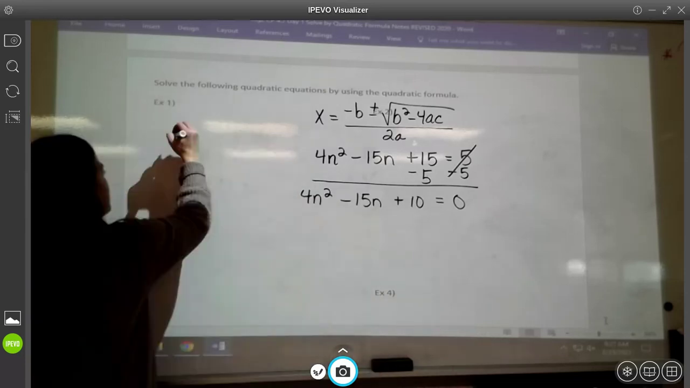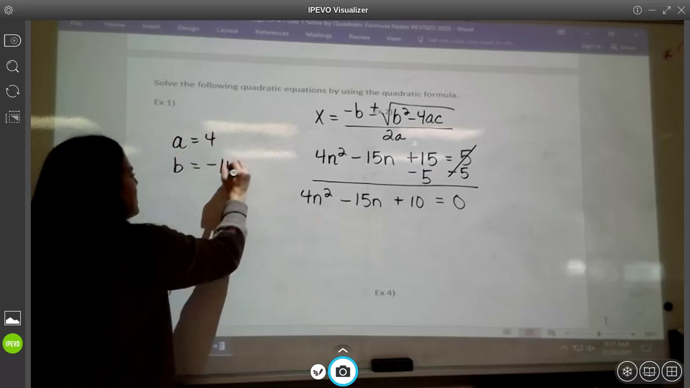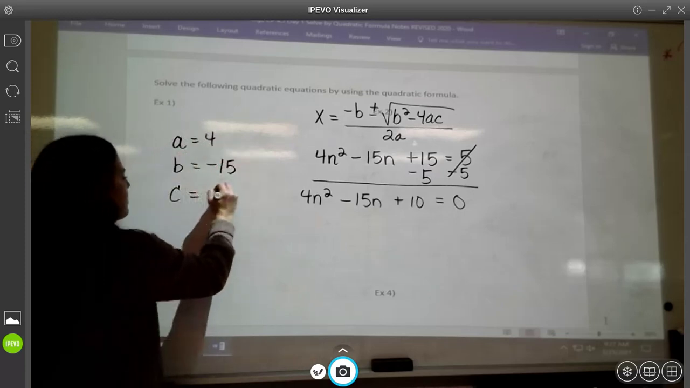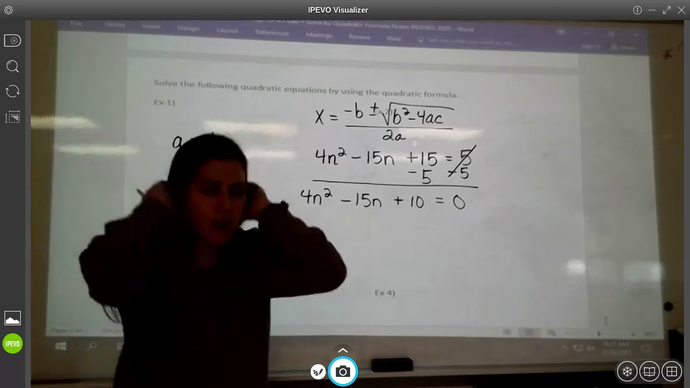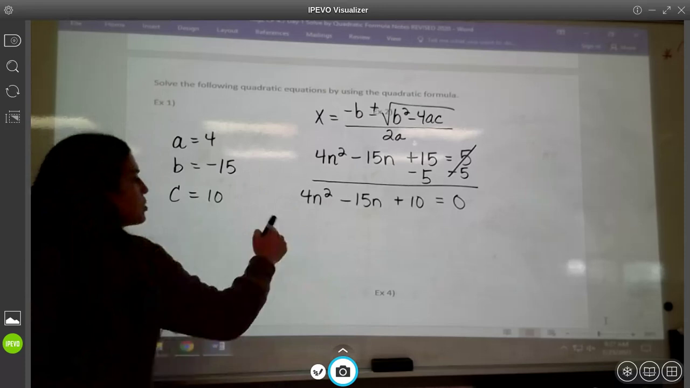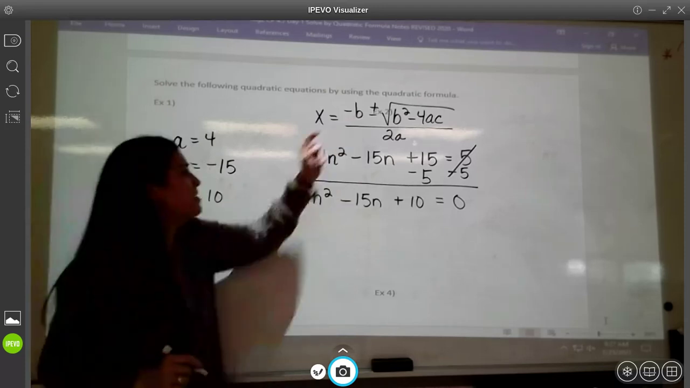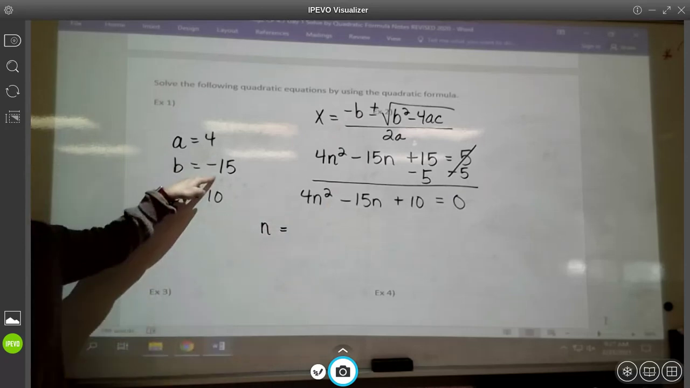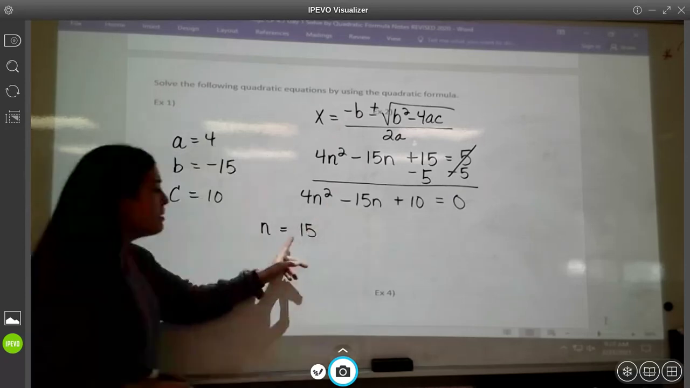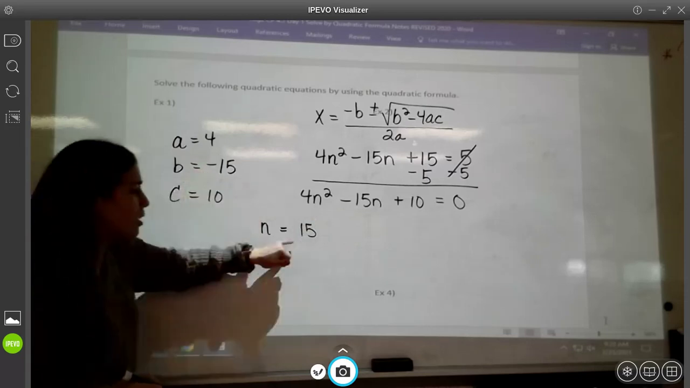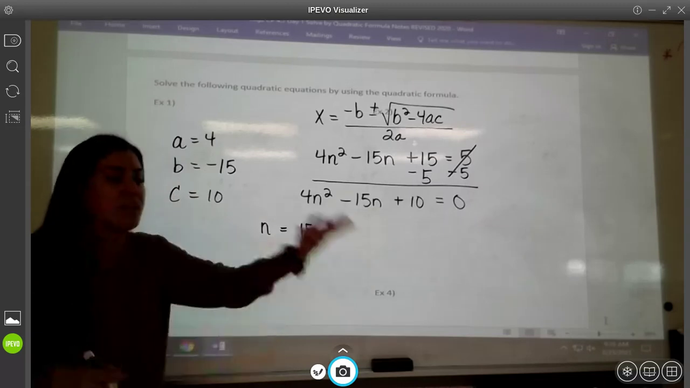All right, so A in this problem is 4. B is negative 15, and C is 10. Let's plug them into the quadratic formula and start solving. So in this case, n, because they're using an n, will equal the opposite of b, the opposite of negative 15, which is just 15. And guys, sometimes this will be a positive number, so you'll end up plugging in a negative.